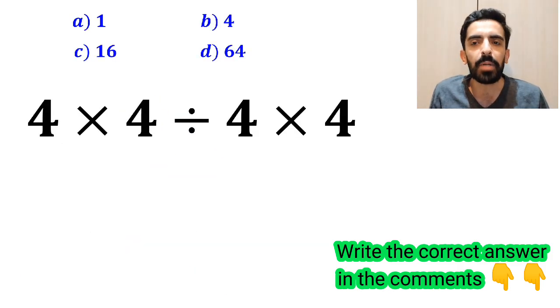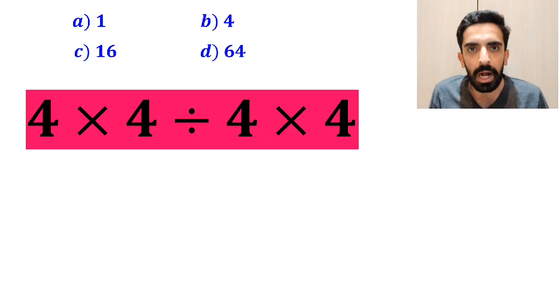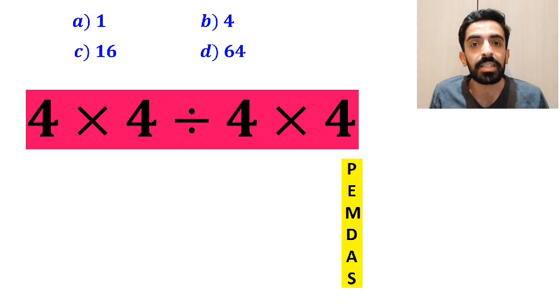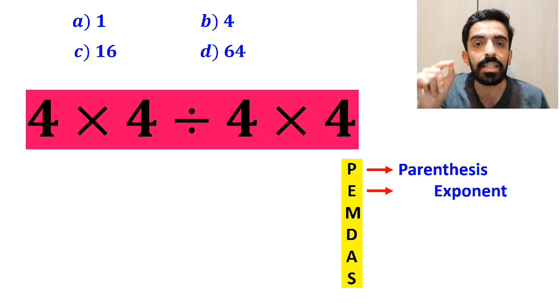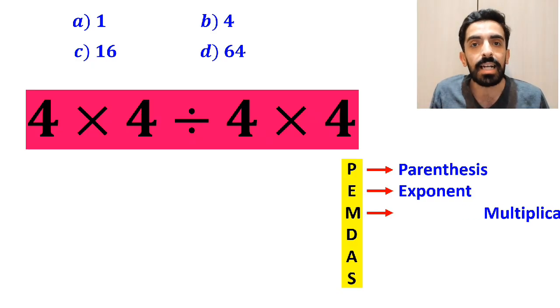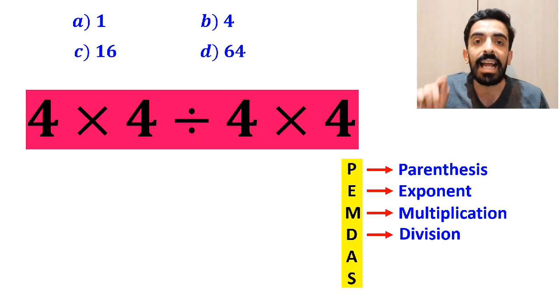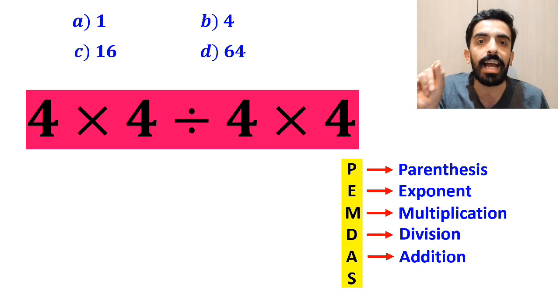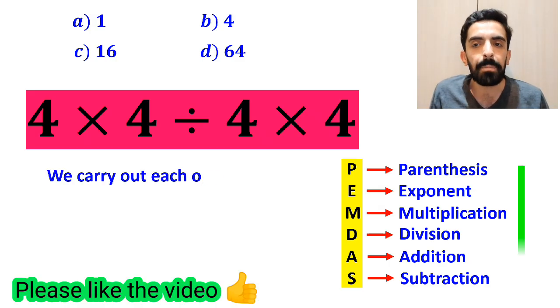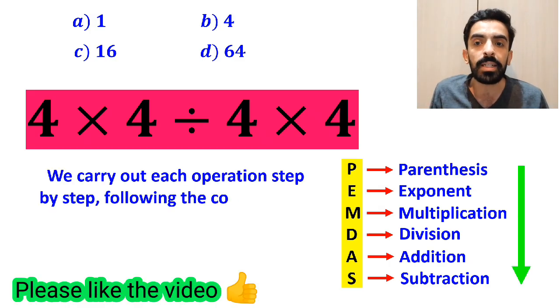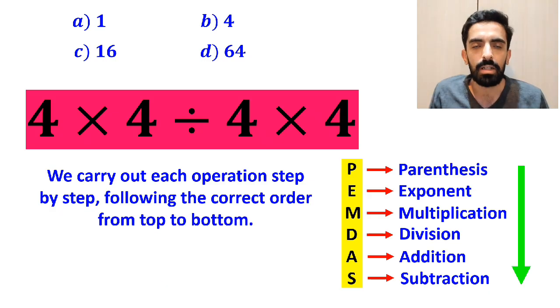Now let me explain step by step how we should solve this expression properly. To solve this question, we need to follow a rule that is called PEMDAS. In this rule, P stands for parentheses, E stands for exponent, M stands for multiplication, D stands for division, A stands for addition, and S stands for subtraction. We must carry out each operation step by step following the correct order from top to bottom.